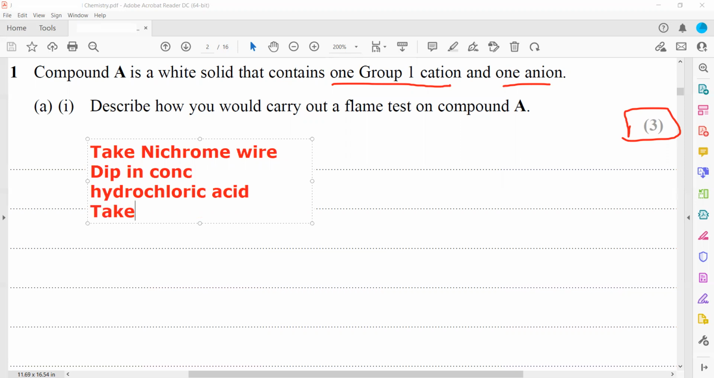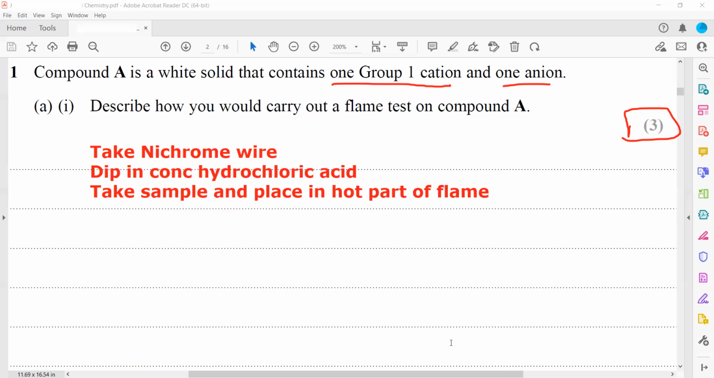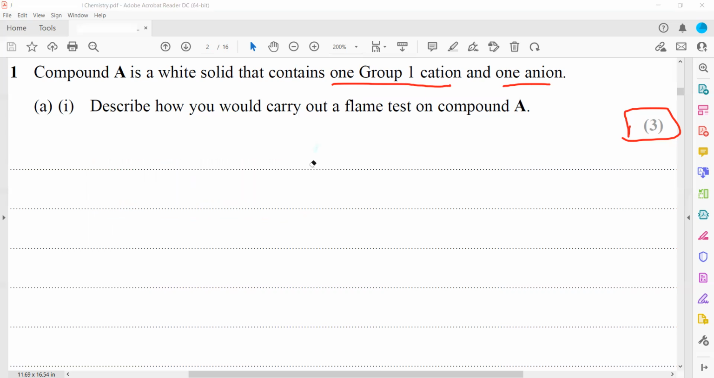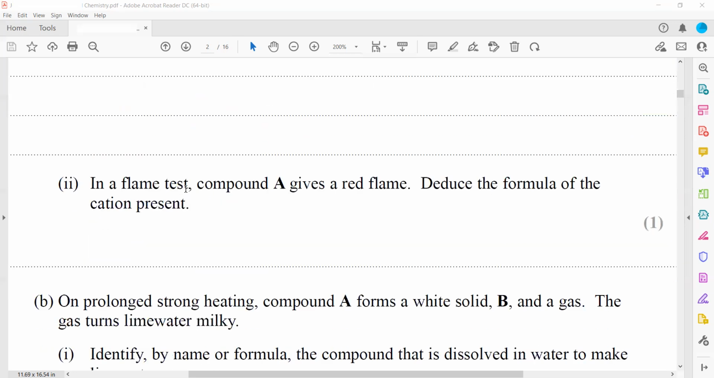And then we take the sample and place it on the hot part of the flame, or the hottest part of the flame, so we can see the specific color depending on which positive ion is present. According to that, we observe a color. So this always remains the same. The procedure never changes for carrying out the flame test.